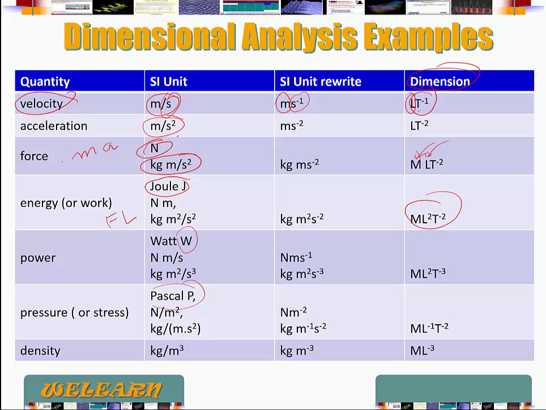Finally, we have density, which is mass per volume, which is kilogram. Volume would be meter cubed, that's the SI unit, which is kilogram meter to the power minus 3, M length to the power minus 3.